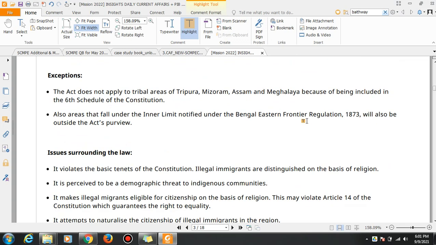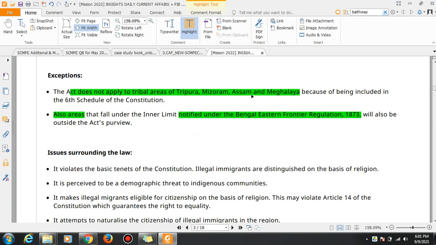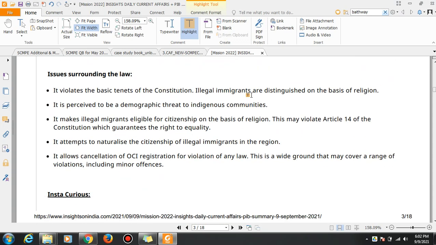So what are the exceptions of this act? The act does not apply to tribal areas. The act does not apply to the tribal areas of Tripura, Mizoram, Assam and Meghalaya because of being included in the 6th Schedule of the Constitution, and also areas that fall under the Inner Line notified under the Bengal Eastern Frontier Regulations 1873. Outside the Act's purview, issues surrounding the law.